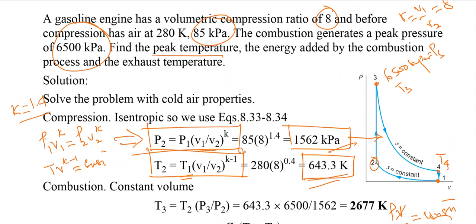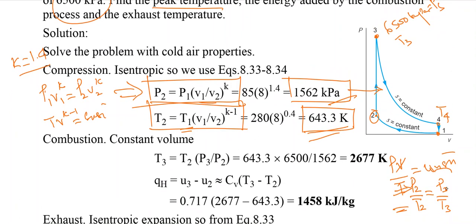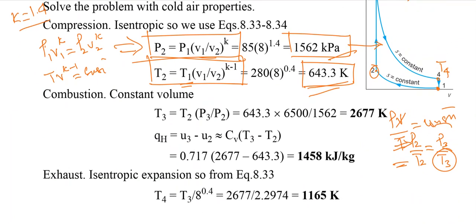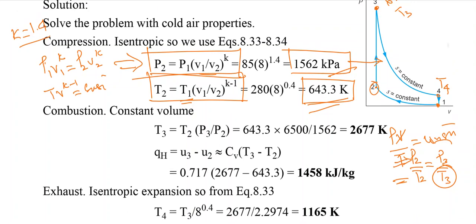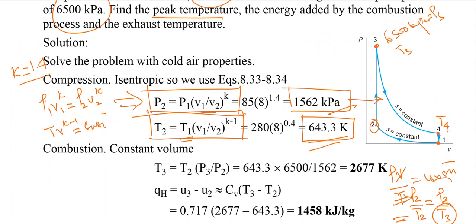Yes, if it had not been given, then we must be using some other kind of equation. So we already have these three knowns, so we can find the temperature T3, which is equal to T2 times P3 by P2. 643.3 is over here, 6500 by 1562, and we get the temperature, which is equal to 2677 Kelvin.